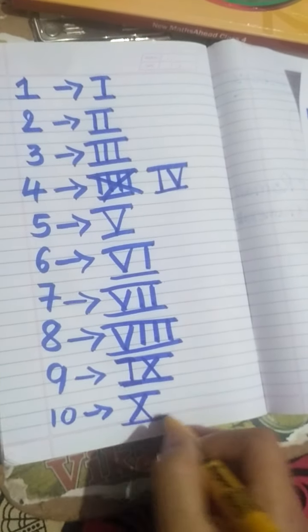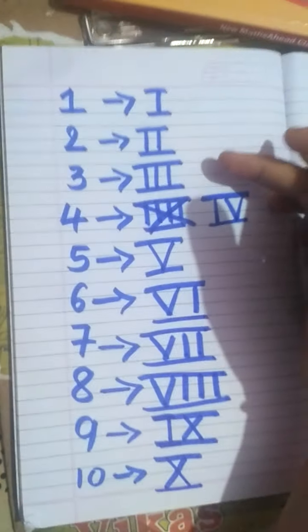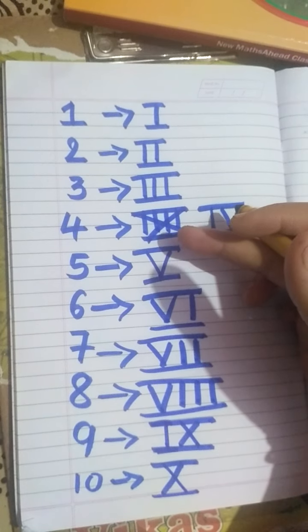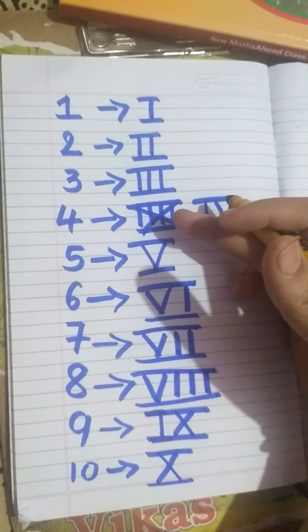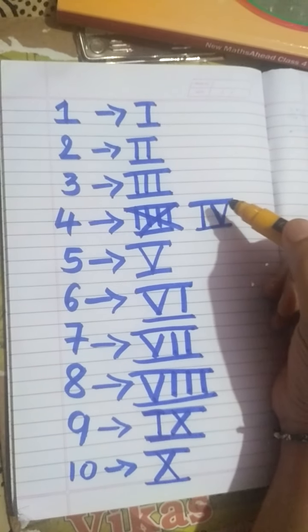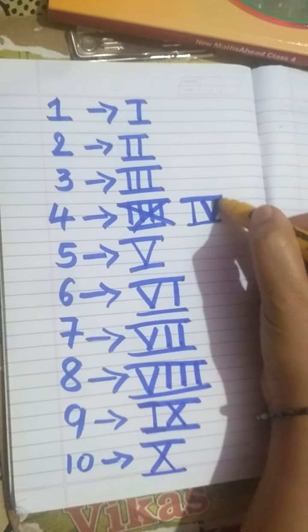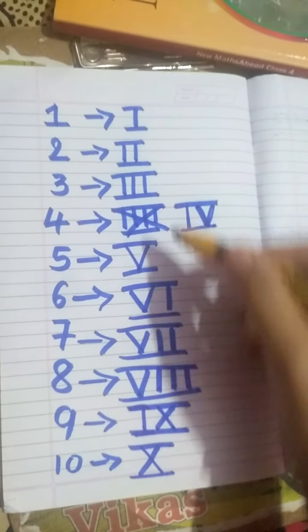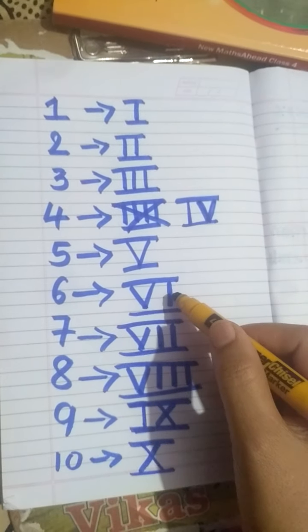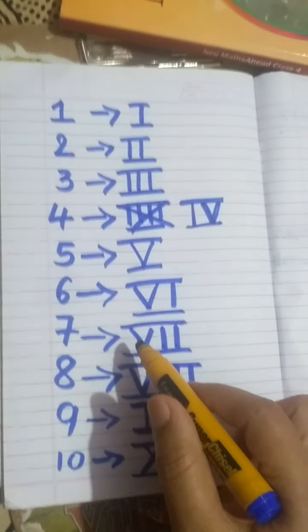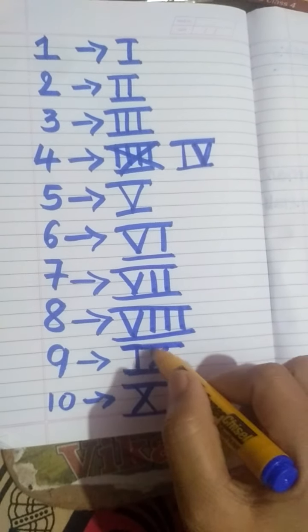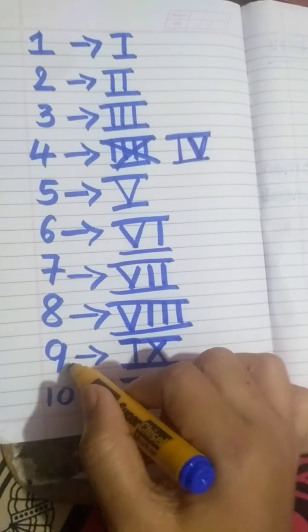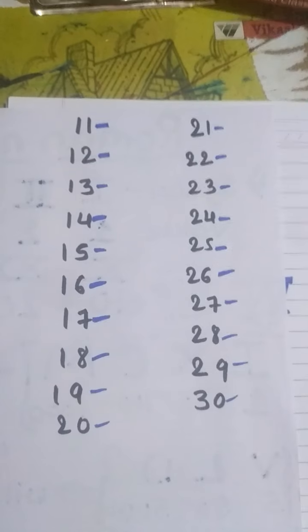And this is 10. Look at here carefully. 1, 2, 3, 4 cannot be repeated like this, because the symbol can only be repeated 3 times. So how have we written 4 here? 5 minus 1 is the 4. 5 plus 1 is 6, 5 plus 2 is 7, 5 plus 3 is the 8. Again 9: here we subtract, 10 minus 1, 9, and then the 10.